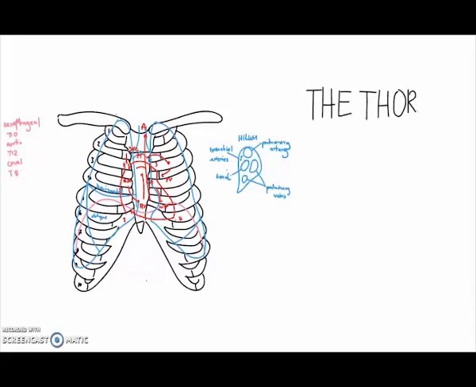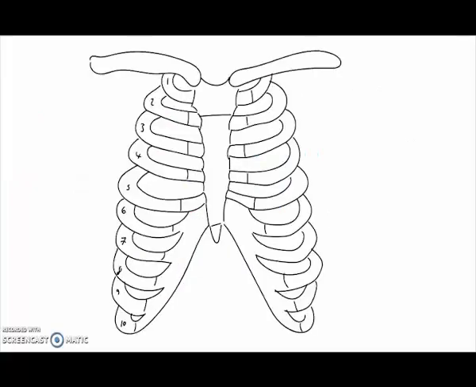Hello and welcome to our video on the anatomy of the thorax. Today we will cover the ribs, the diaphragm, the lungs, the heart and the mediastinum. Firstly, we'll be discussing the ribs and sternum.